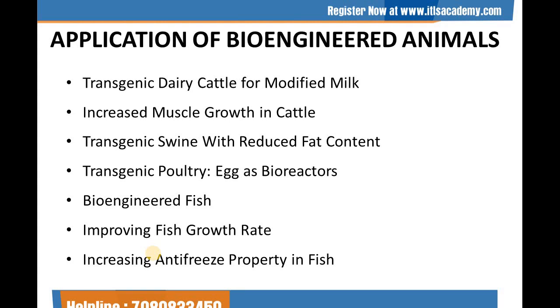Improving fish growth rate. To improve fish growth rate, fish can be cloned and recognized from various species by introducing fish growth hormones. Increasing antifreeze property in fish. Antifreeze proteins and antifreeze glycoprotein can be introduced in the plasma of many fish species to incorporate antifreeze property that protects from freezing at sub-zero temperature in cold water. These proteins inhibit the formation of ice crystals in fish serum by lowering its freezing temperature.